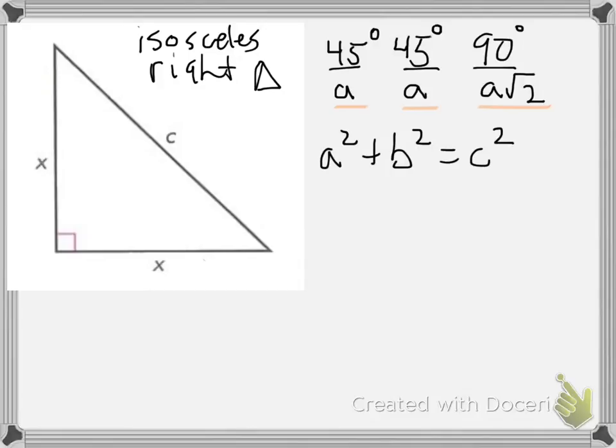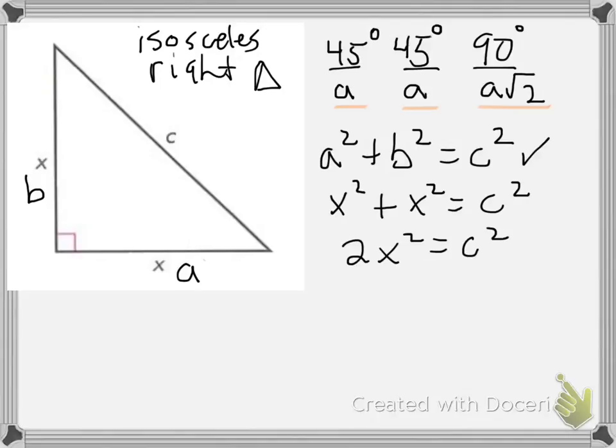So we know c is c squared. We'll call this a and we'll call this b. So a is x, so I'm going to change it to x squared, and b is x, so I change it to x squared. C is c squared. So you ask yourself, how many x squareds do I have? I have 2 of them.